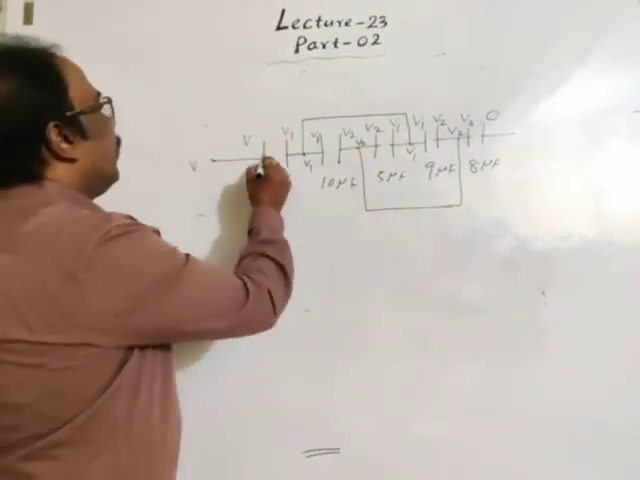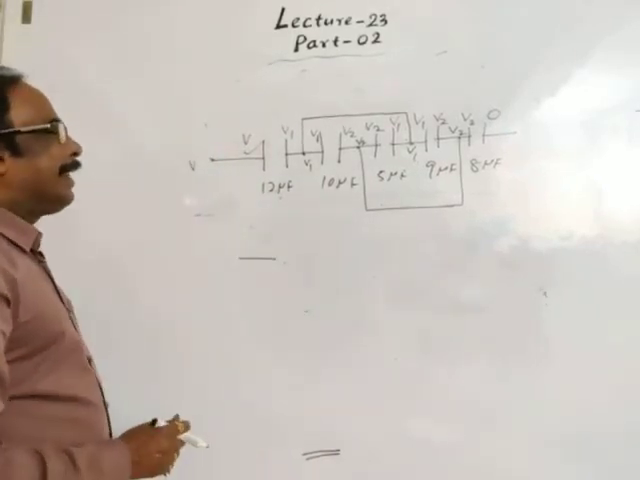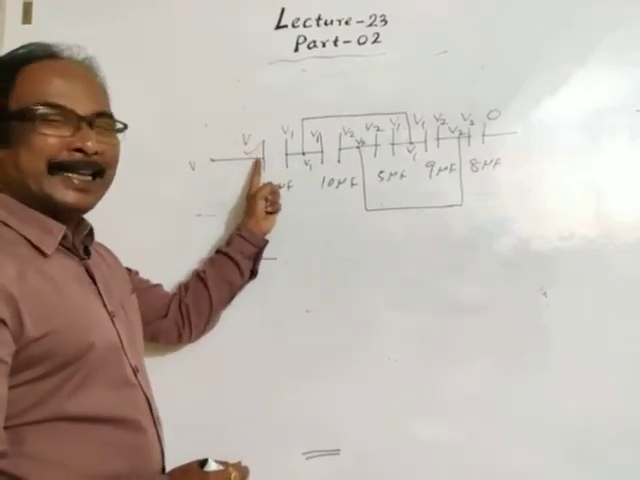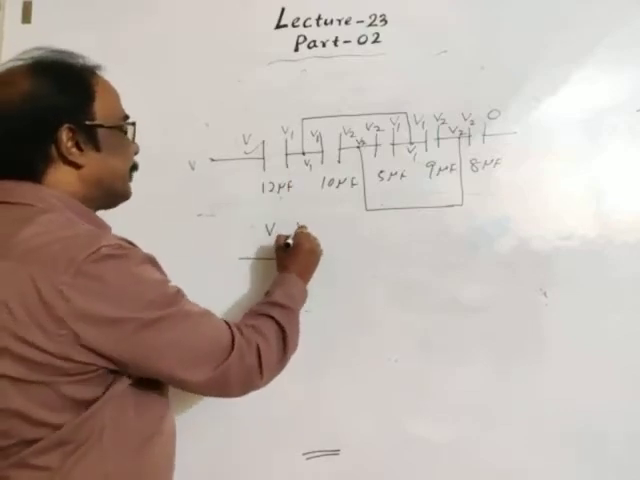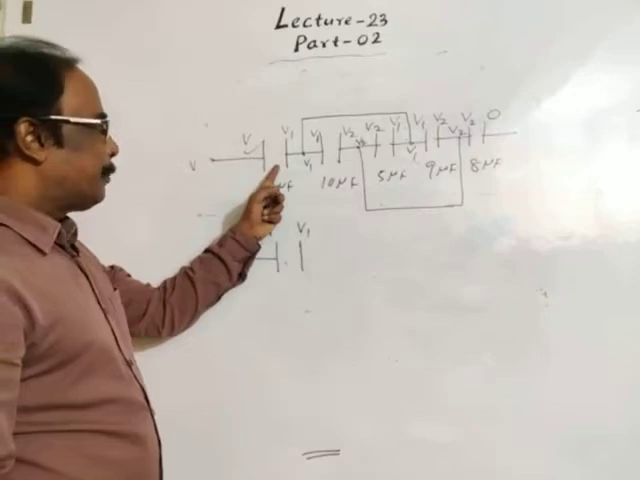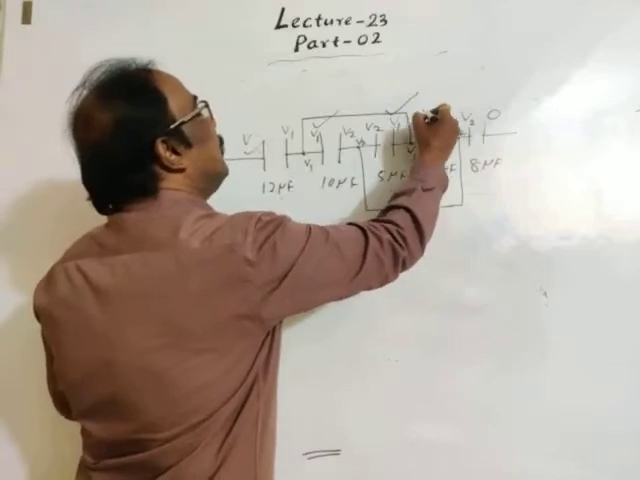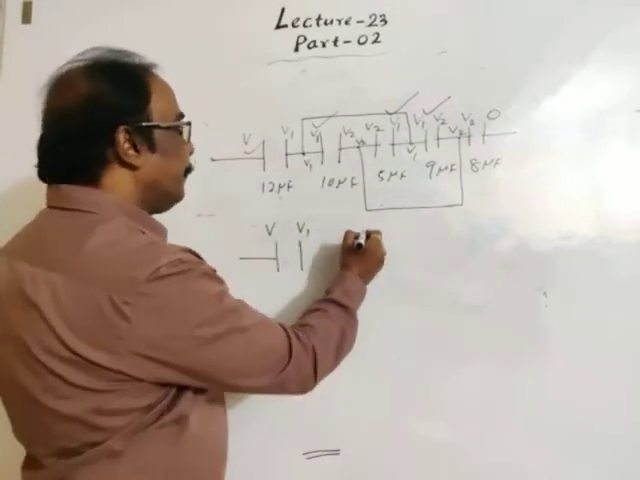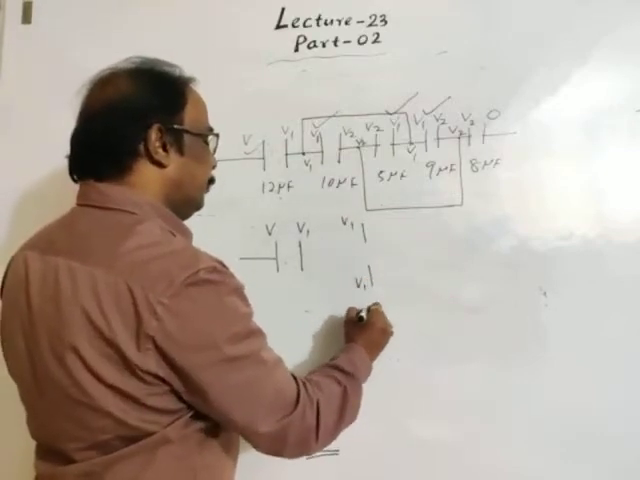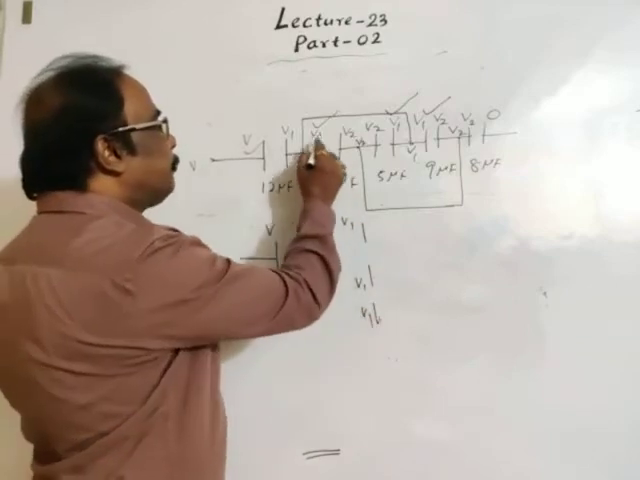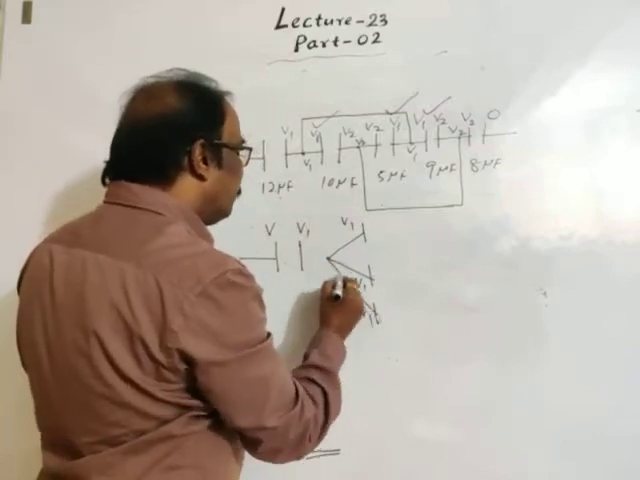See, V, only V. There is no other plate which has potential V, only this plate. This potential is V, and this potential is V1, the first capacitor. Then these three plates are at V1, V1, V1. So all these plates are at the same potential V1. Connect them to a common point.